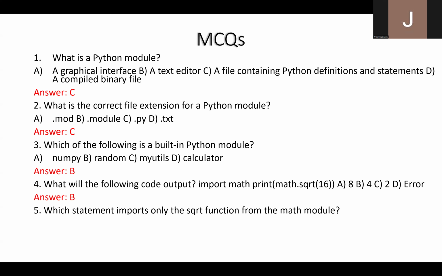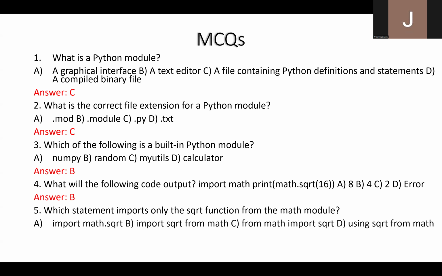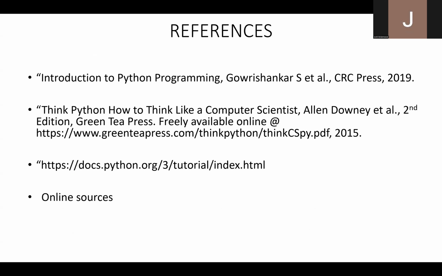Last MCQ. Which statement imports only the sqrt function from the math module? Let's consider the options: import math.sqrt, import sqrt from math, import sqrt, from math import sqrt. Which one? Yes, it is the last one, from math import sqrt. Okay, I hope the session regarding Python modules is clear. These are the references we can go through. Thank you.